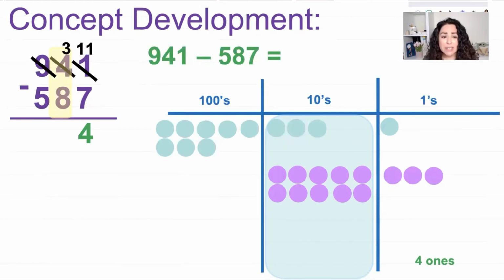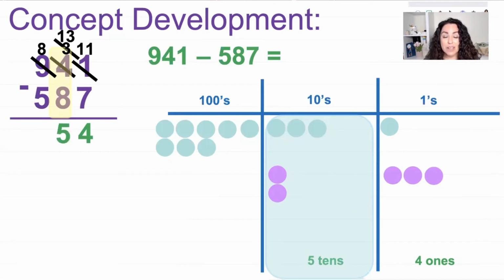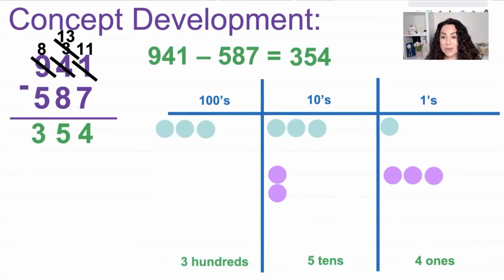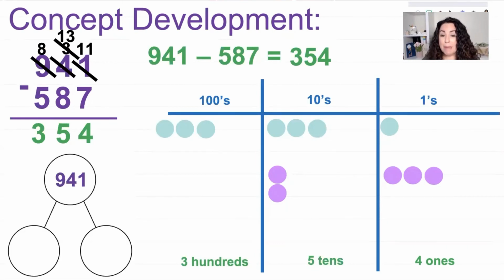So let's go ahead and see what that looks like on the algorithm. I no longer have 900s, I have 800s. I no longer have 3 tens, I have 13 tens now. More on the top, no need to stop. Let's subtract 8. And I'm left with 5 tens. And then I'm ready to move on to my hundreds. I have 8 and I subtract 5. So there goes 5 hundreds and I'm left with 3 hundreds. So my answer is 354. So let's go ahead and look at my number bond. My whole was 941, my part was 587, and the other part was 354.